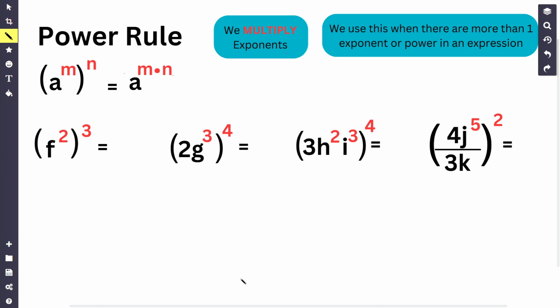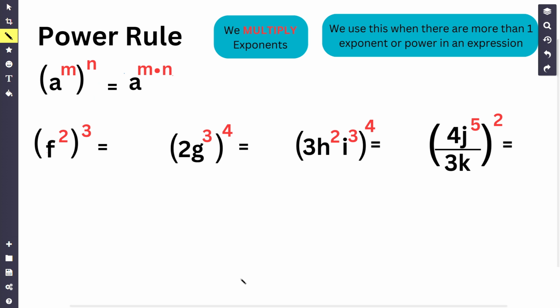As simple as that. Please take note that we use the power rule only when there are more than one exponent or power. As you can see in the example, we have here a power of m and a power of n. Again, more than one exponent or power. So to further understand this rule, let's have an example.